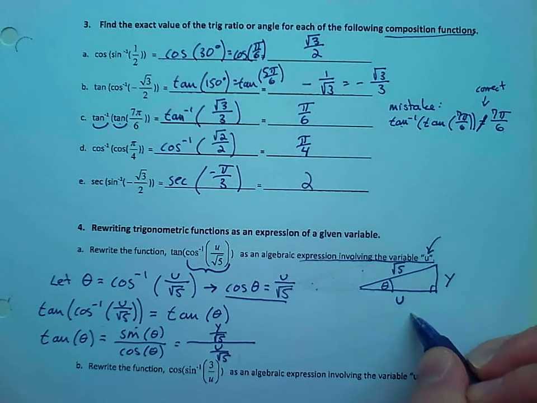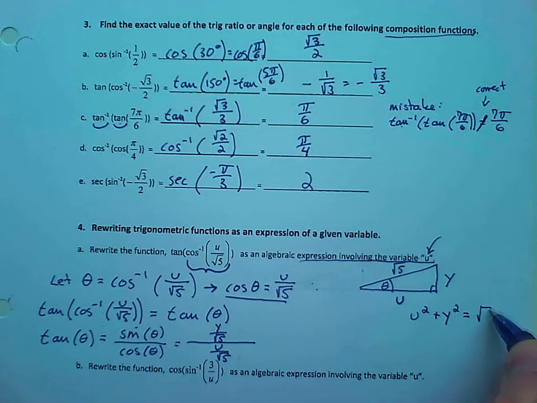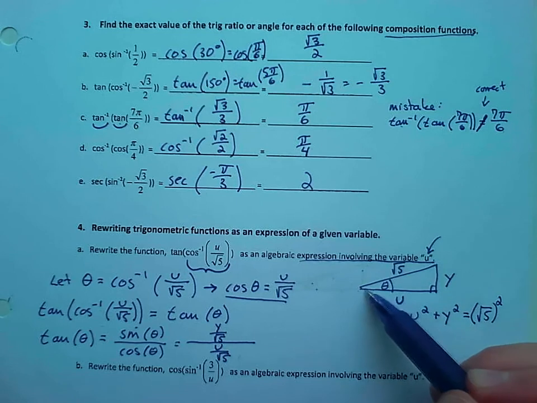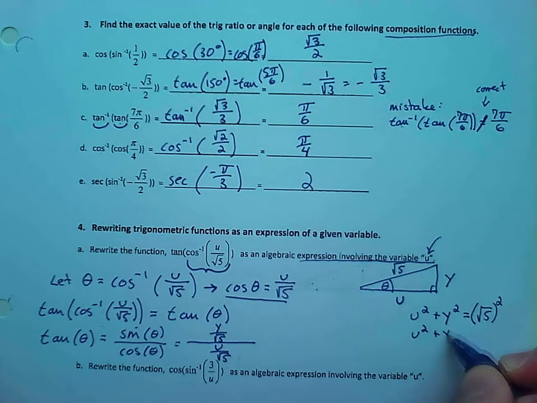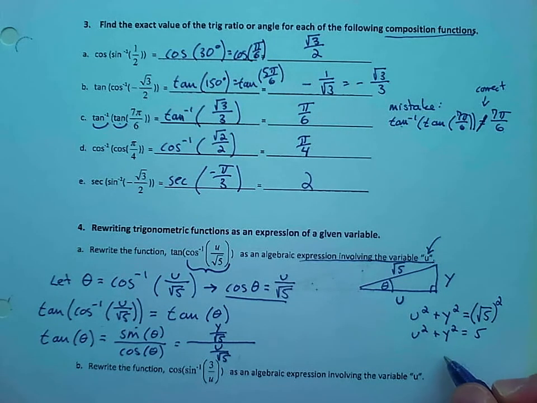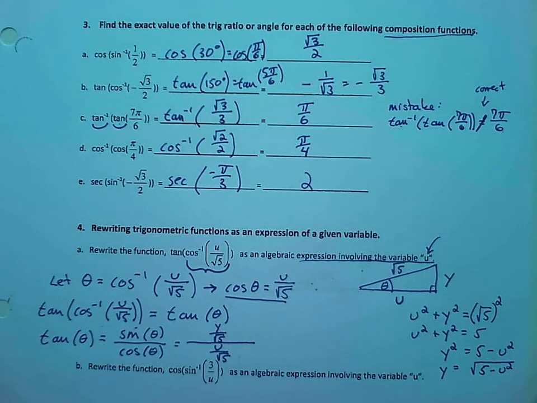We know from the Pythagorean theorem that u squared plus y squared is going to be equal to the square root of 5 squared. This side squared plus this side squared is going to be equal to this side squared. So therefore, u squared plus y squared is going to be equal to 5. Then what we can say is that y squared is equal to 5 minus u squared, and y is just going to be the square root of 5 minus u squared.